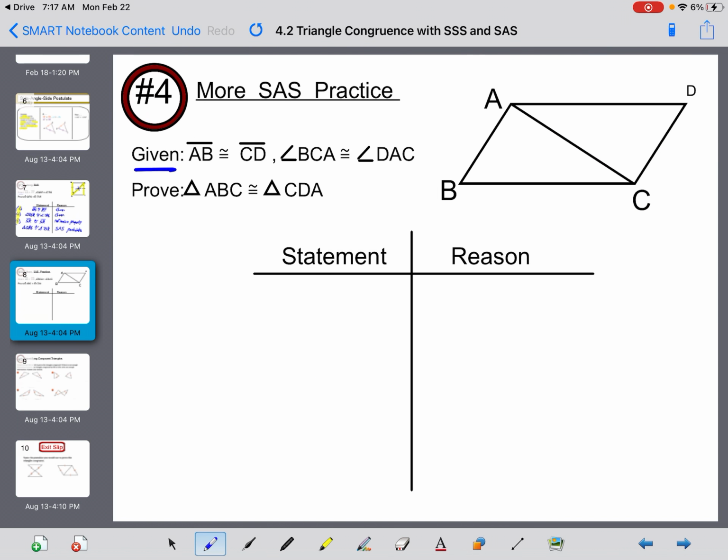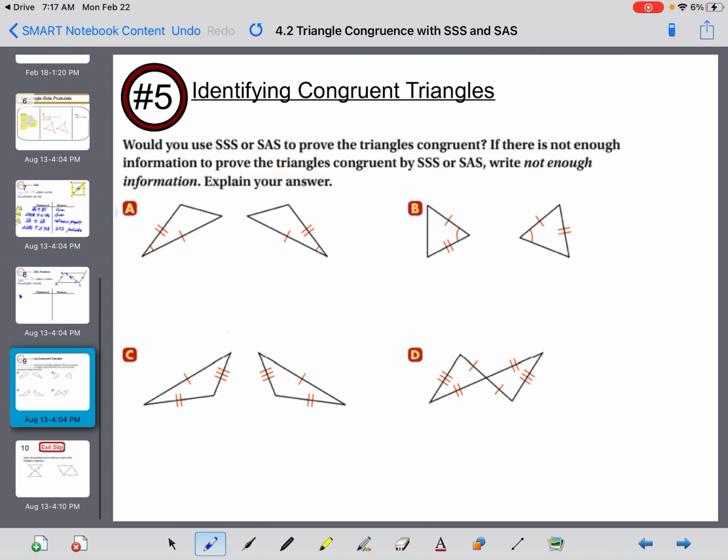Okay, so you guys on your own, why don't you start with this one? Do your givens. AB is congruent to CD, and make sure you write them in. And angle BCA is congruent to angle DAC. And you're trying to prove triangle ABC is congruent to triangle CDA. And remember, your last side is going to be that reflexive side AC. So why don't you try and fill out 4 on your own, and I will check your answers when you submit your work.